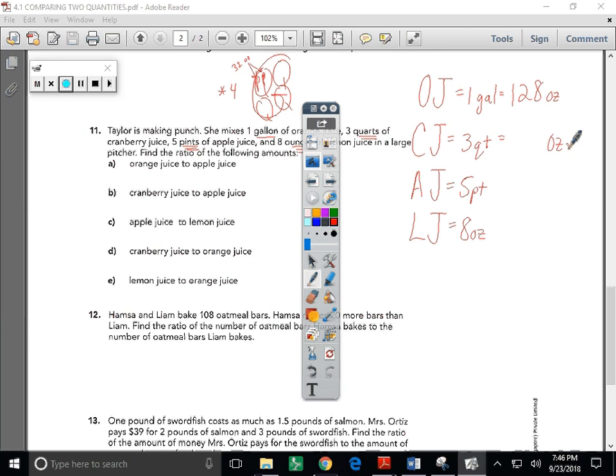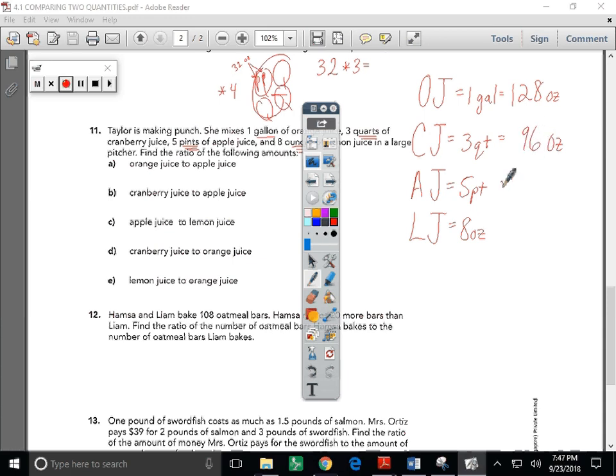So how many ounces did we say are in 1 quart? 32. And I need 3 of those quarts. So this time I'm going to take 32 times 3. Some quick mental math. 3 times 30 is 90. 3 times 2 is 6 more. 90 plus 6, so I'm going to get 96 ounces here.